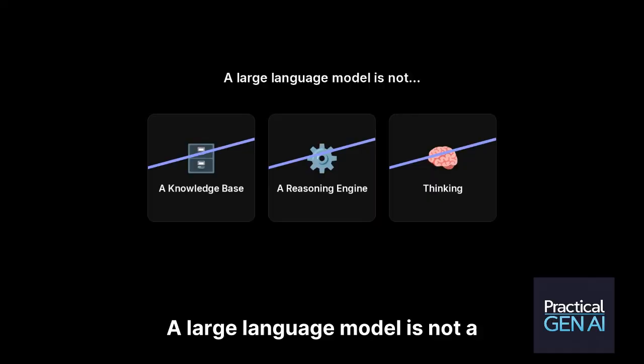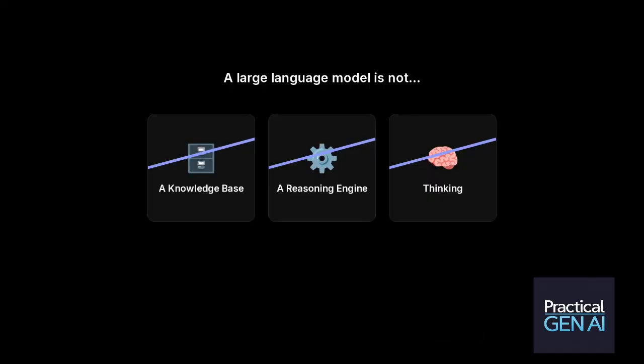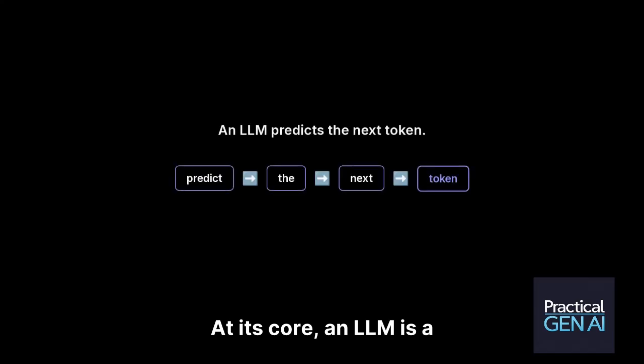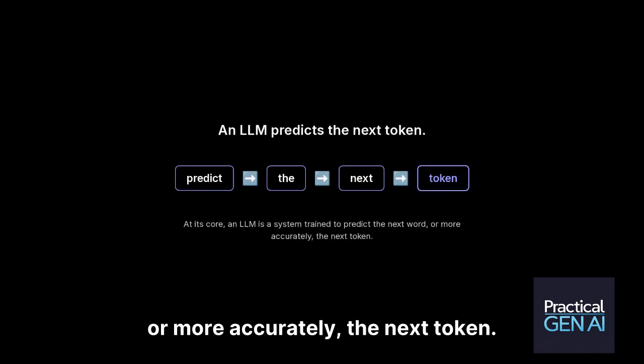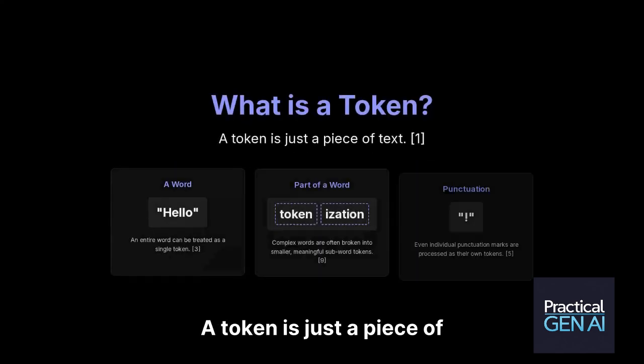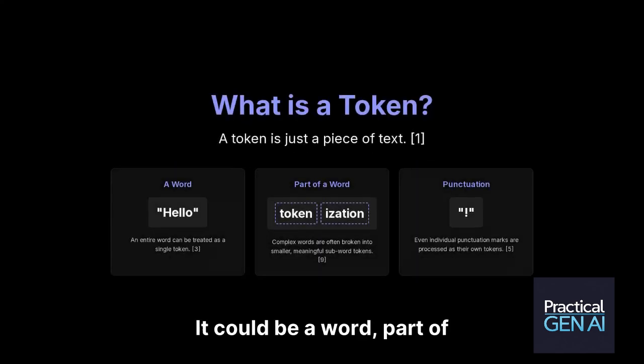A large language model is not a knowledge base. It is not a reasoning engine, and it is not thinking. At its core, an LLM is a system trained to predict the next word, or more accurately, the next token. A token is just a piece of text. It could be a word, part of a word, or even punctuation.